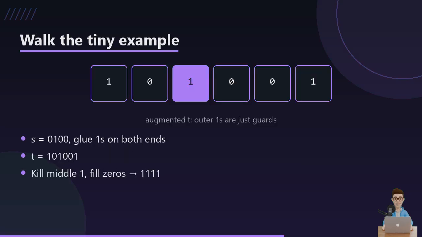0-1-0-0 augmented to 1-0-1-0-0-1. The point of this trace isn't the arithmetic. It's confirming the guards make the interior 1 eligible when it otherwise sits against a string edge.